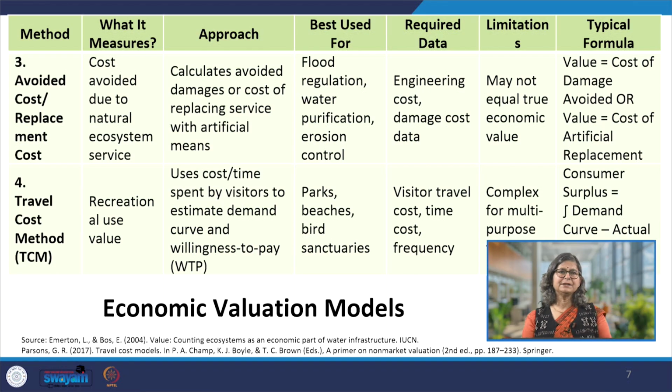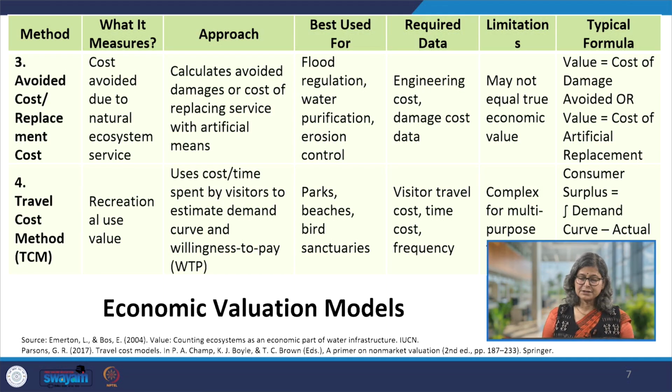The fourth one is the travel cost method, for recreational use value. It uses the cost or time spent by visitors to estimate the demand curve and willingness to pay. This is very important, willingness to pay. Sometimes people are willing to pay anything if that particular service is very interesting, very unique. Then this willingness to pay can be different.